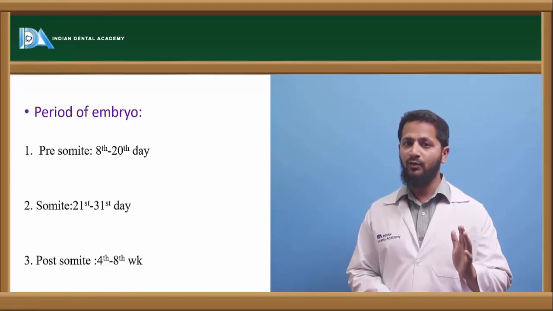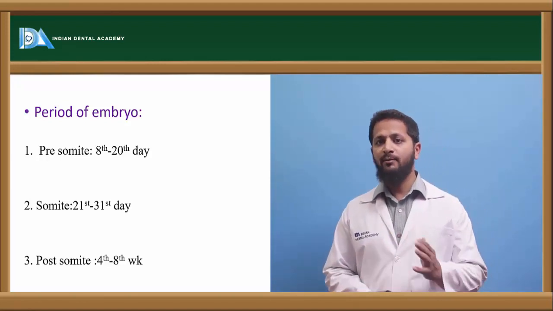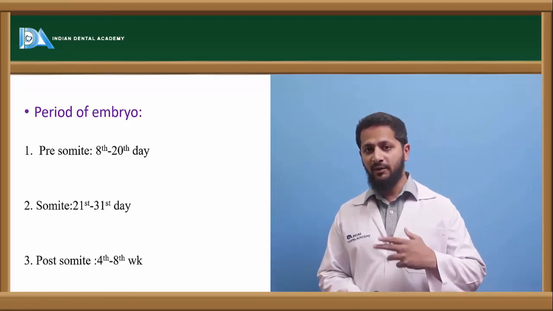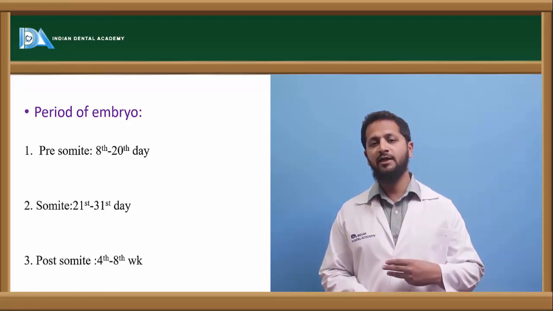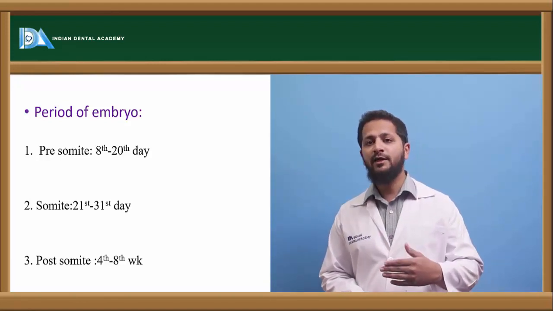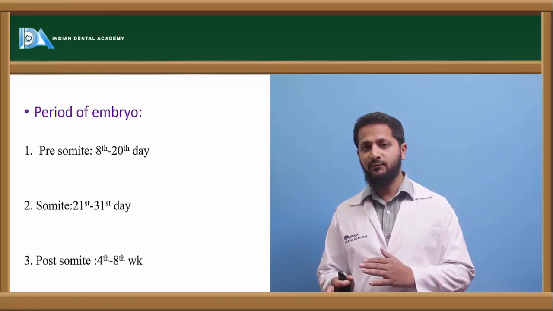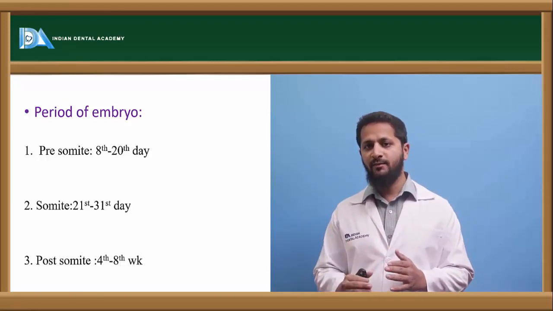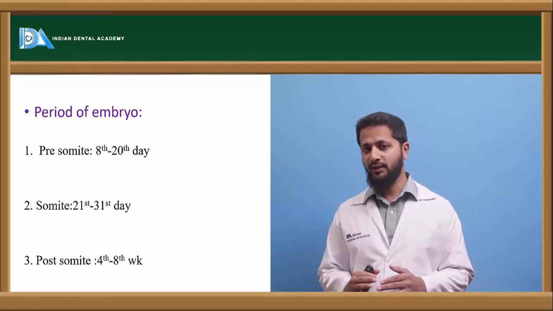First is the period of ovum, second is the period of embryo. The period of embryo is again divided into three periods: pre-somite, somite and post-somite period. Pre-somite period is from 8 to 21 days, somite period is from the 21st to 31st day, and post-somite period is from 4 to 8 weeks.